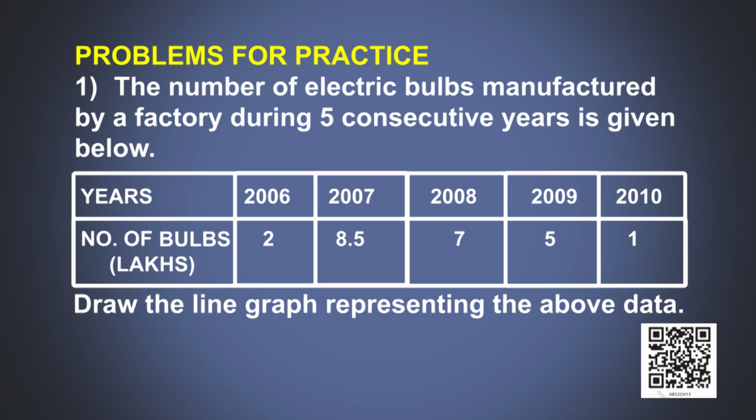The number of electric bulbs manufactured by a factory during 5 consecutive years is given below. In 2006, it's 2 lakh. In 2007, it's 8.5 lakh. In 2008, it's 7 lakh. In 2009, it's 5 lakh. And in 2010, it's 1 lakh. Draw the line graph representing the above data.